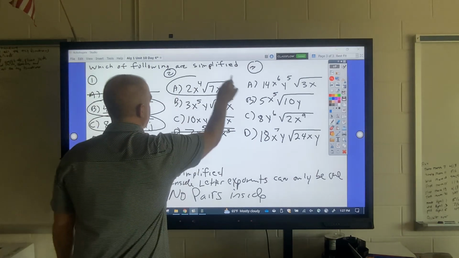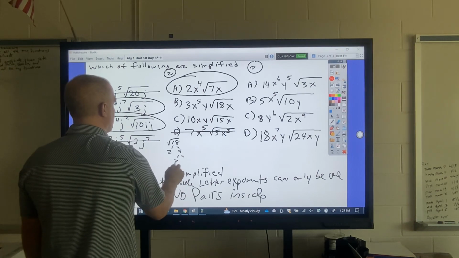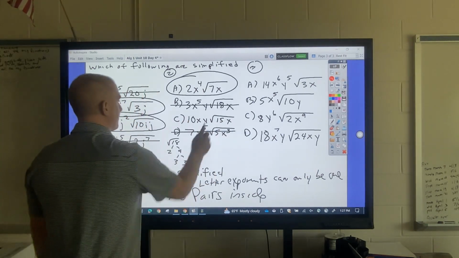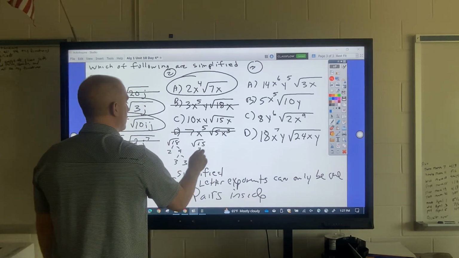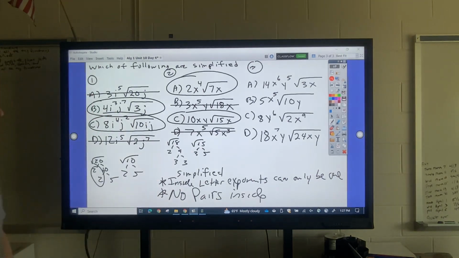7 is prime, so that's okay. The square root of 18 is 2 and 9, 3 and 3. As you can see, that would be a pair, so that's no good. The square root of 15 would just be 3 and 5. No pair, that works, okay?